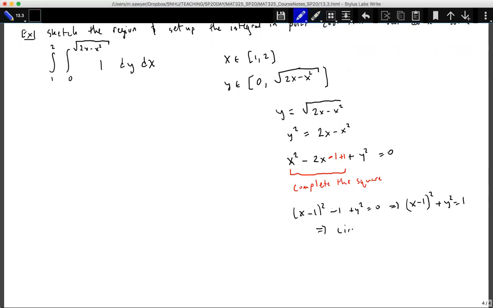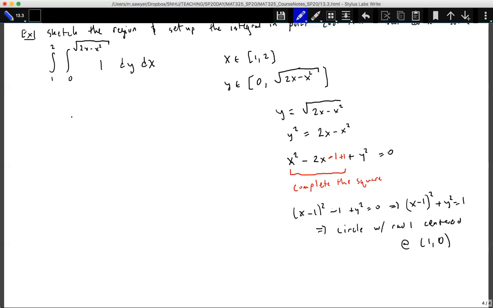This is now a circle with radius 1, centered not at the origin, but at the point 1, 0. So we've shifted our circle over to the right 1 unit, and completing the square has helped us see that. You can also do this by substituting values in for x and y and determining what the values would be for the intersection of the circle. However, completing the square allows you to see that A, it is a circle and not an ellipse, and B, what the center of the circle is.